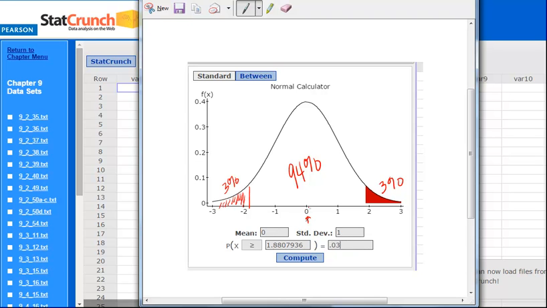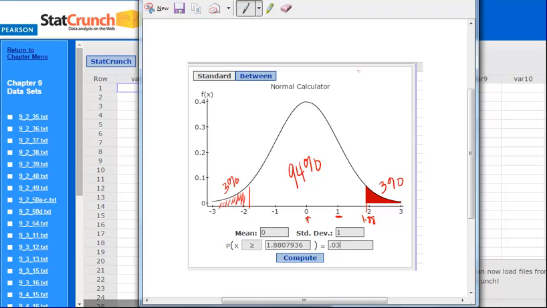So this is 0 standard deviations from the mean. This is 1 standard deviation from the mean. This is 2. And we got that this was the 3%, which is right in here somewhere. Right here is 1.88 standard deviations from the mean.